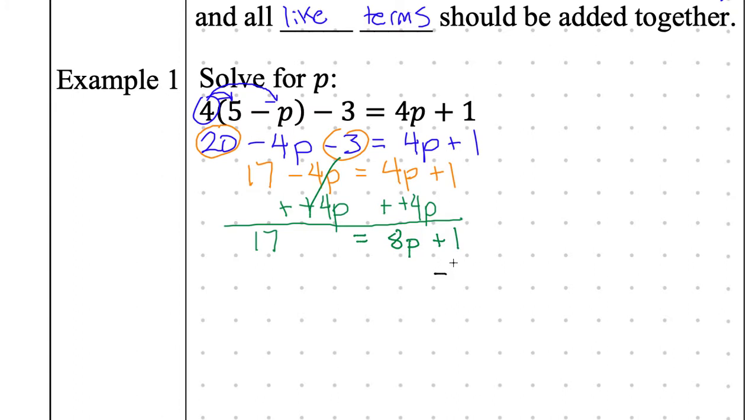Minus the 1 on both sides. All right. Read us our new equation, please. 16 equals 8p. There it is. 16 is indeed equal to 8p because those canceled out. And our last step, I see two hands. I see three hands. I see four hands.